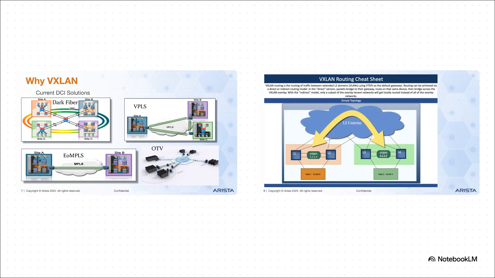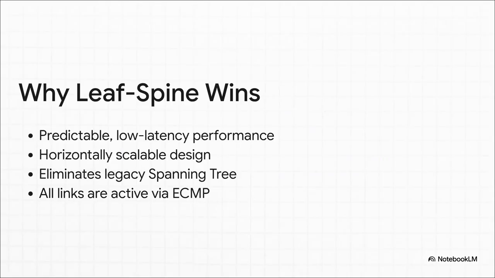The idea is actually super simple. Every leaf switch, that's where the servers plug in, connects directly to every spine switch. That's it. This creates a really simple, flat fabric where it's always just 2 hops to get from any server to any other server. And the benefits are huge.